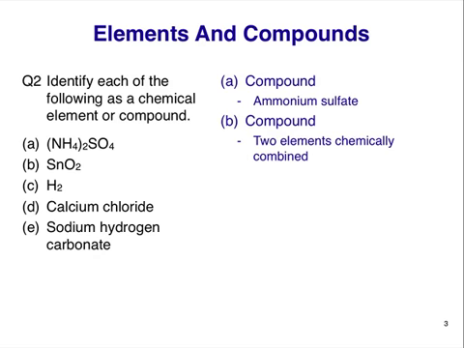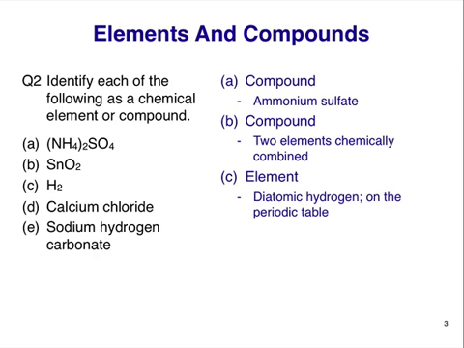The next substance is also a compound. It is a chemical formula including 2 elements, tin, Sn, and oxygen, O, chemically combined. This is the compound tin(IV) oxide. H2. We have to be careful with this one. It's a chemical formula, so our first guess might be that this is a compound. But a compound is defined as 2 or more different chemical elements combined. This is only one element, hydrogen, so this cannot be a compound.